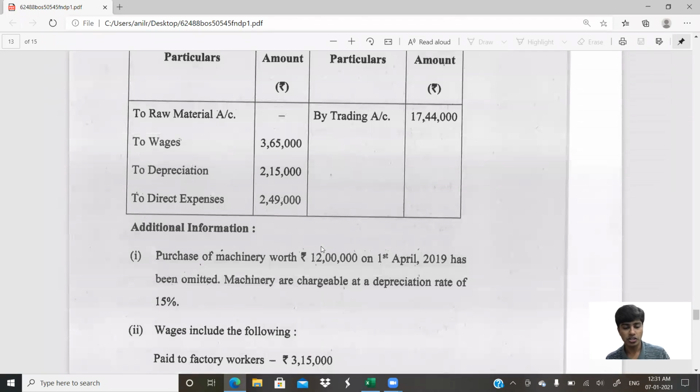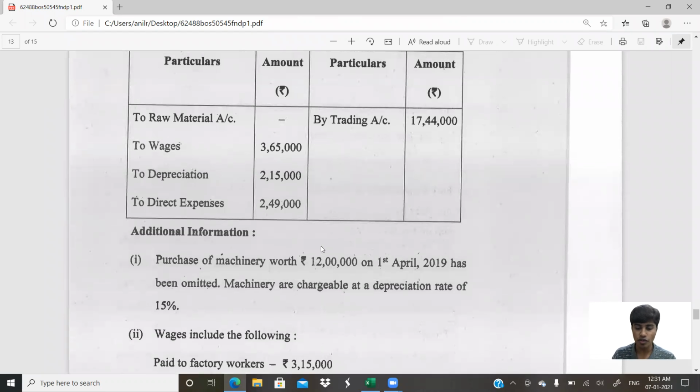First one, purchase of machinery worth 12 lakh on 1st of April 2019 has been omitted. Machinery is charged at a depreciation rate of 15%. So in our manufacturing account, we have depreciation of 2,15,000. But that 2,15,000 depreciation is on only one part of the machinery, or only certain machineries. Certain machineries' depreciation computation has been royally omitted. So what is that machinery? They've told clearly. Purchase of machinery worth 12 lakh on 1st of April 2019 has been omitted.